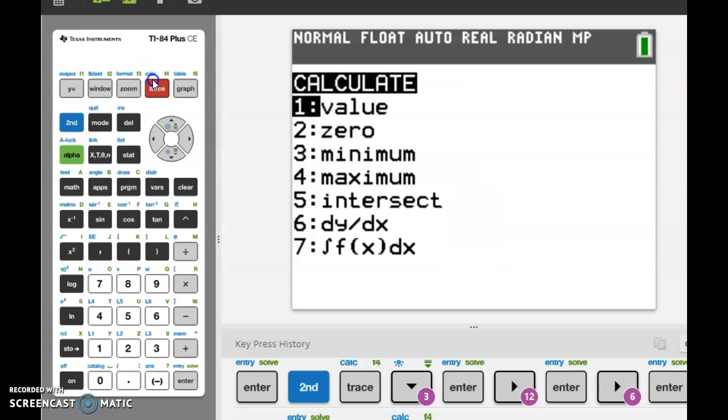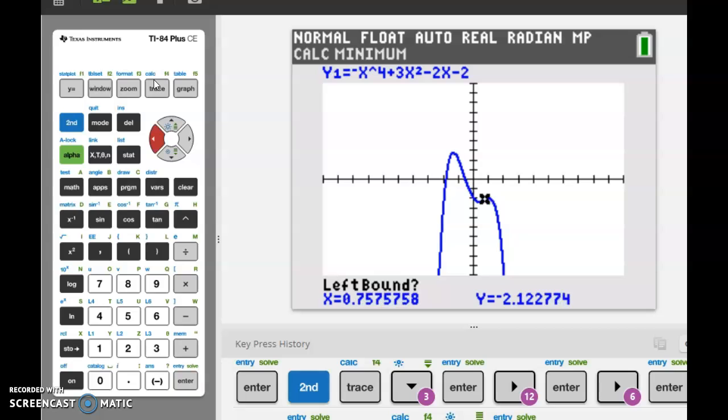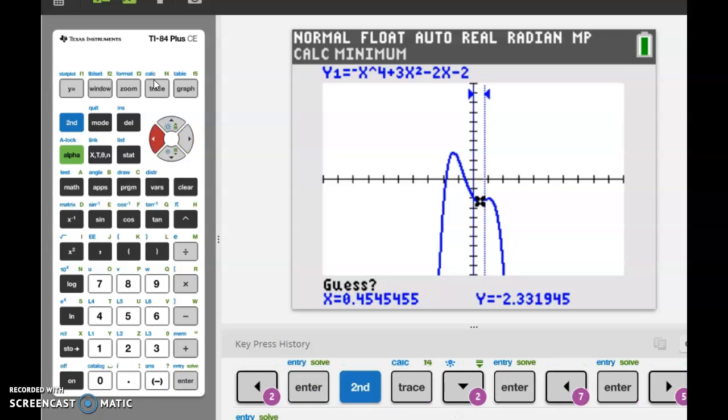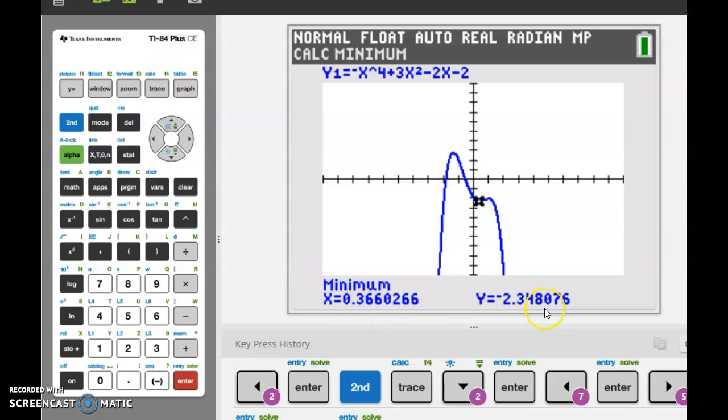And then one more time, except now to find your minimum it's option 3, but it's the same button pressing. Left of your minimum, hit enter. To the right of your minimum, hit enter. And then at your best approximation, hit enter a third time. And this is your minimum value on your graph.